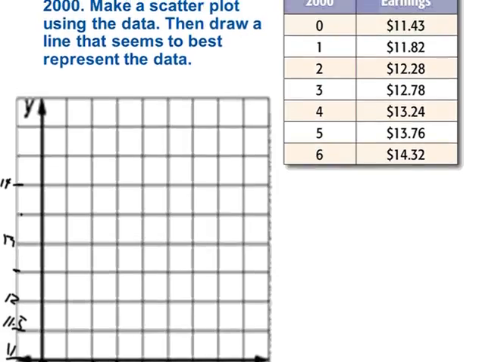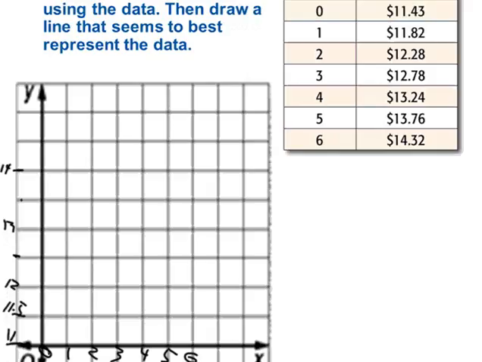All right, so I'm going to start plotting these points. In 2000, it was $11.43, so 11.50, just slightly under that. And then in the year 2001, it was $11.82, so it'd be up to about here maybe. And then in year two, it was $12.28, about right there. In year 3, it was 12.78. There's 12.50, 12.78, just slightly over half.